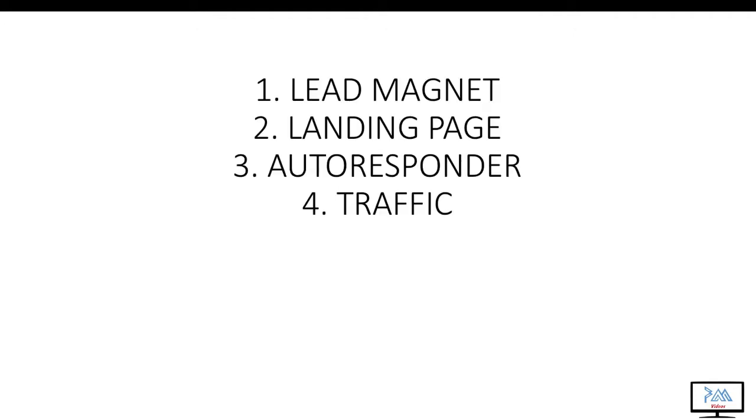Now, having said that, let's take a look at the things that you need to make an opt-in successful, and it comes down to these four things. Number one is a lead magnet. Number two, a landing page, which I mentioned just now. Number three is an autoresponder, and number four, but not least, is traffic, or should I say targeted traffic. I'm going to go over all of these four things right now. So let's take a look at the first one, a lead magnet.